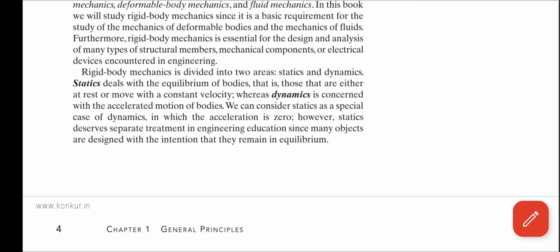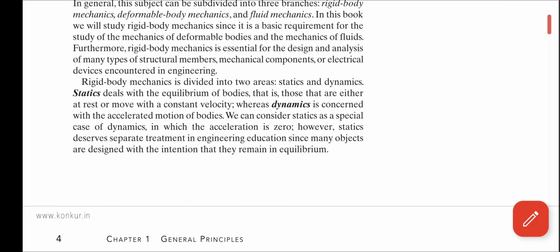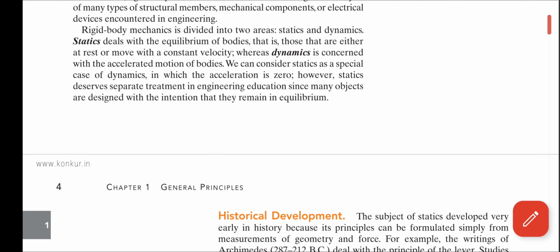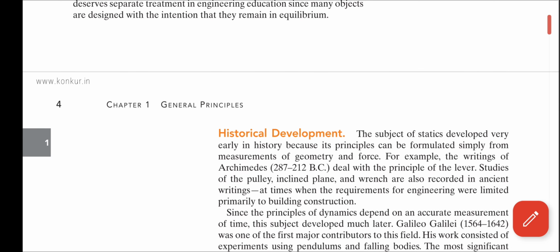When it's under a force that causes acceleration, it means that the acceleration is not equal to zero. But when it's in a static state, it's at constant velocity or at rest, because its acceleration is equal to zero.